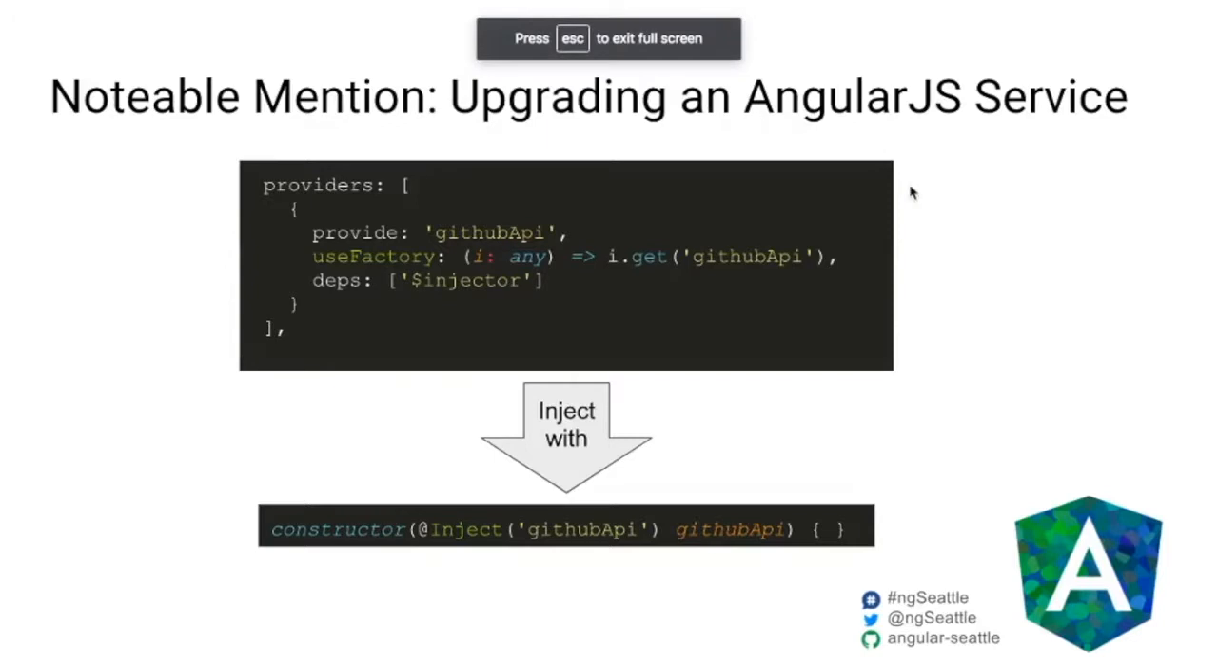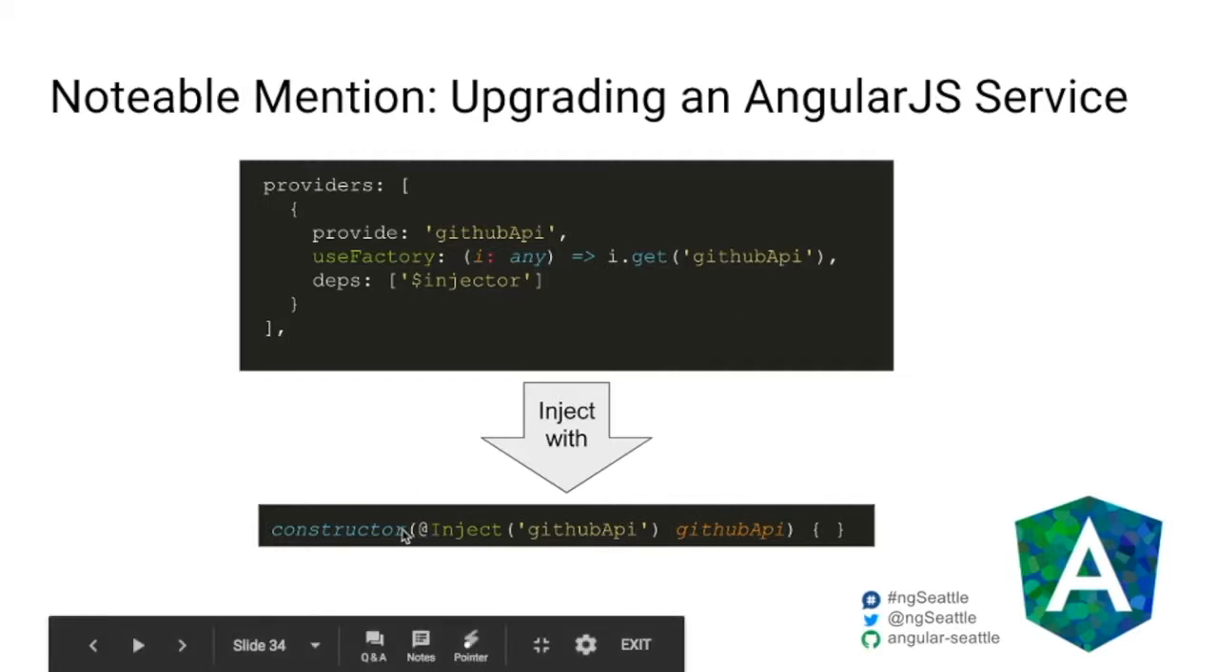Lastly, just worth mentioning, this is an example of what you'd do if you wanted to upgrade an AngularJS service. You specify the provider with that syntax, specifying the GitHub API, that's the name of the service in AngularJS, which as best practice you match in both. You're telling it to use the injector as a dependency, and then when you inject it, in order to leverage dependency injection, you need to use this syntax here. You call @inject, the name of the service, and then just give it a variable name.